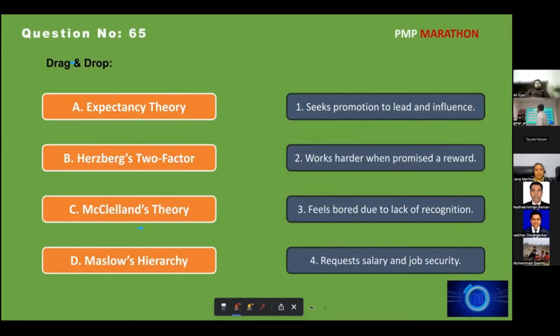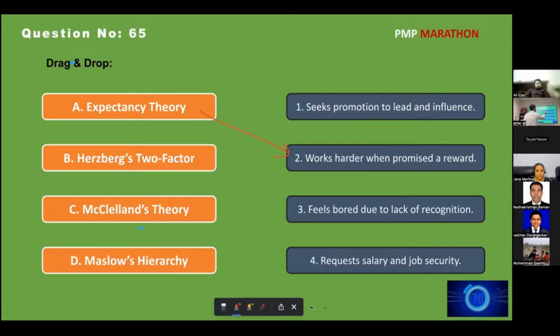Okay. Expectancy theory. Expectancy theory: if I expect something, I'll do that. If I don't expect that, I'll not do that. That is expectancy theory. Work harder when a reward is promised. I believe if you join the PMP Marathon, you will clear PMP. That's why every month I do it. I believe with the coaching system, I can help more people, and that can help me achieve my goal to make a better project management system. I believe if I do follow-up, people will do more PMP. Expectancy theory.